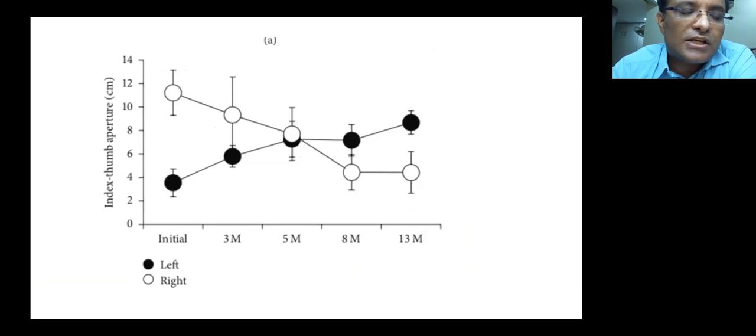And this is the same patient having this graph, where the mirror movements gradually kept on decreasing, whereas the paretic hand gradually had an increase in the excursion. Now, this is one case.